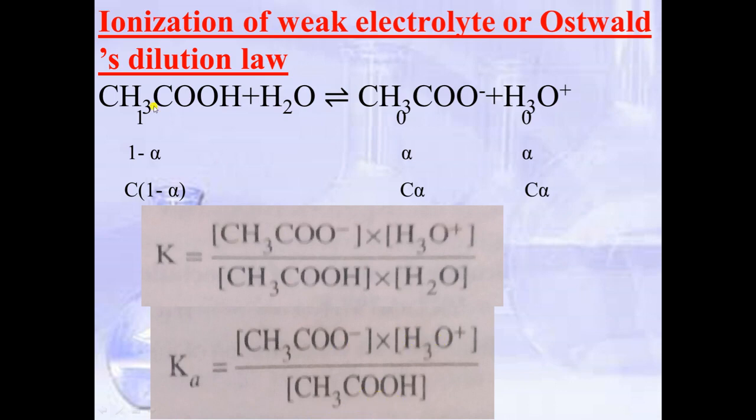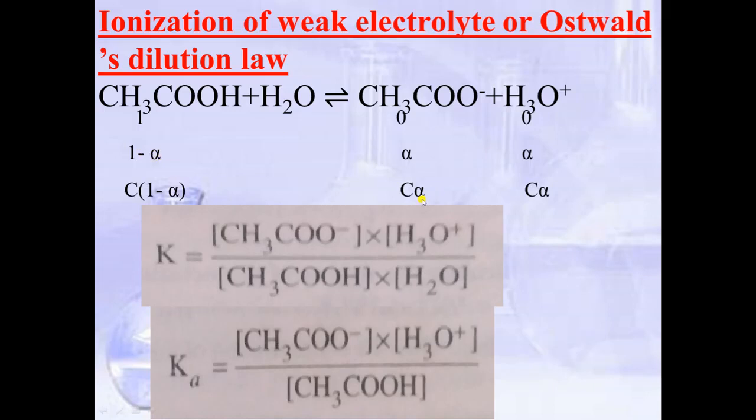Initially we will consider that acetic acid is equal to 1 and product is equal to 0. After some time we will assume that the degree of dissociation of acetic acid is equal to alpha, and for each product also alpha. So how much acetic acid will remain left? 1 minus alpha, because the number of moles is equal to 1 in reactant as well as product. So here we will simply subtract it, 1 minus alpha.